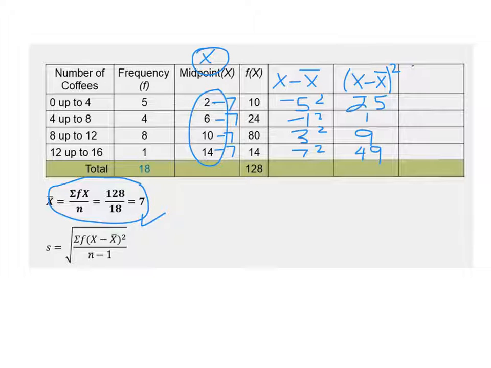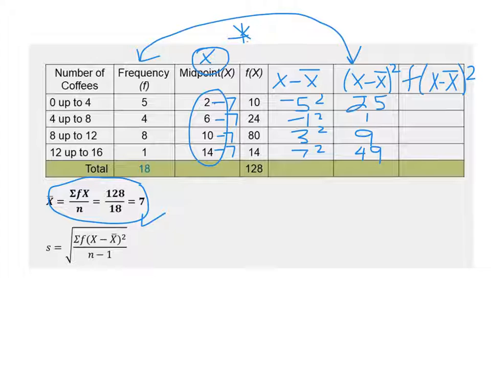Our next step is to take our frequency and multiply that by the value in our last column. So we're taking this column, and we're going to multiply the values. In our first case, we have 5 times 25, which gives us 125. We have 4 times 1, which gives us 4. 8 times 9, which gives us 72. And 1 times 49, which will give us 49.